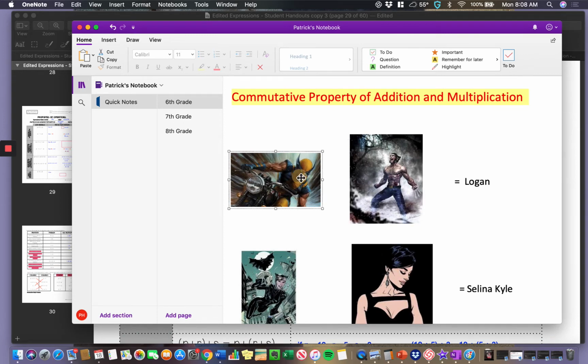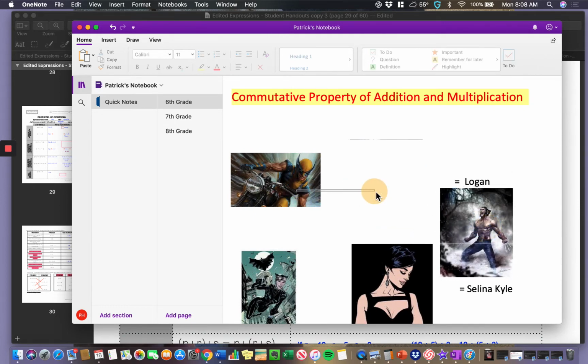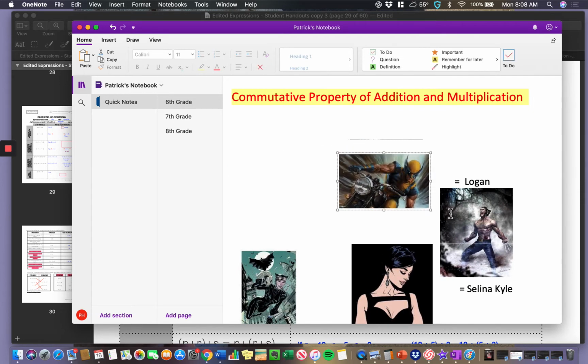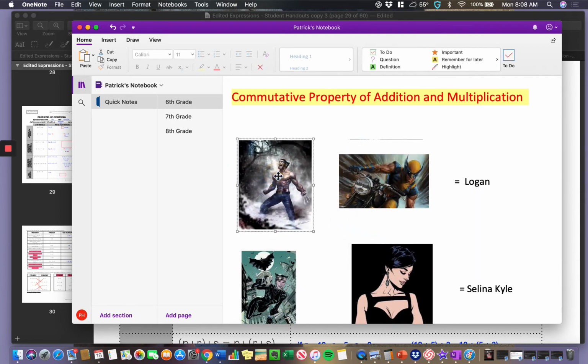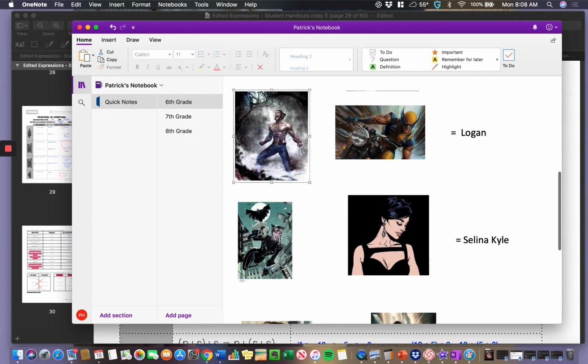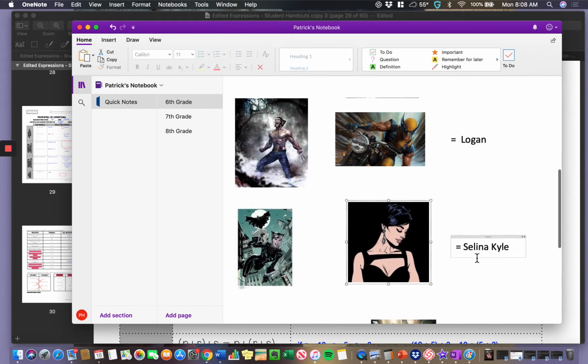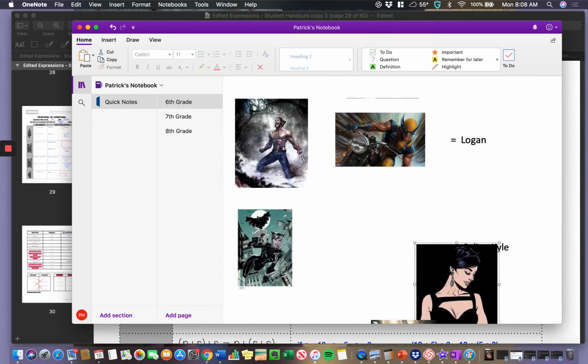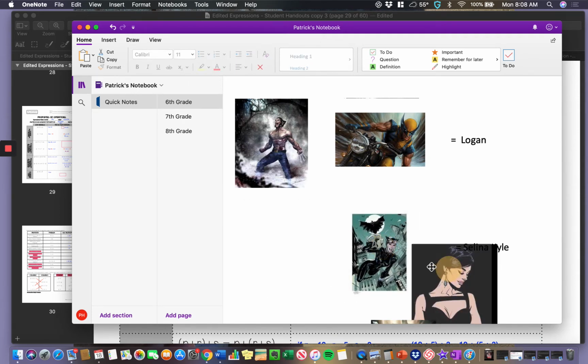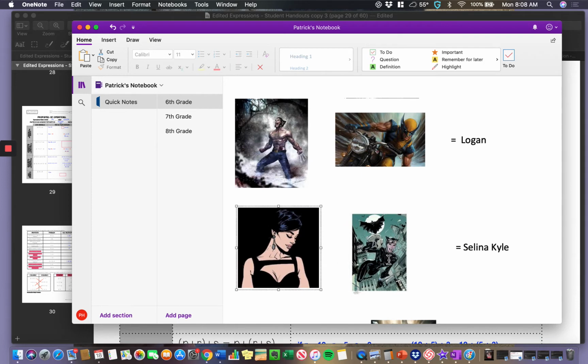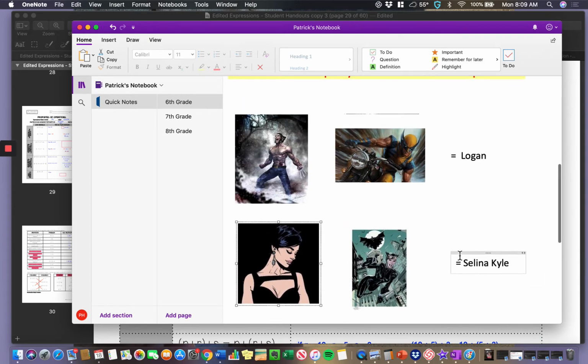For example, we could have Wolverine and Logan will still be Logan. His identity stays the same. And no matter what order I do that in, if I did it with Logan first and Wolverine second, he'd still be Logan. Or for example, we have Catwoman and Selina Kyle being her identity. But no matter if she's Selina Kyle first or Catwoman second, her identity will still stay the same. So I'm moving these around, but the answer still is the same.